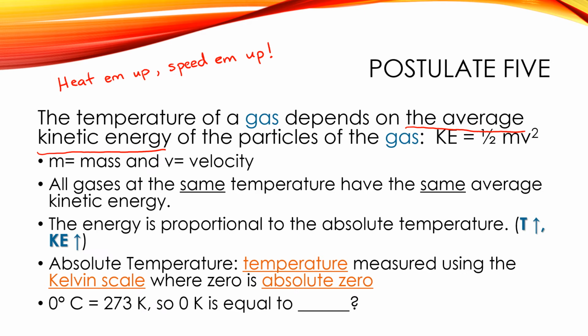Okay, so we have here absolute temperature is the temperature measured using the Kelvin scale, where 0 is absolute 0. So what does 0K equal to? Negative 273 degrees Celsius.